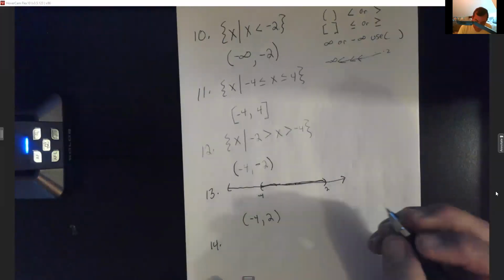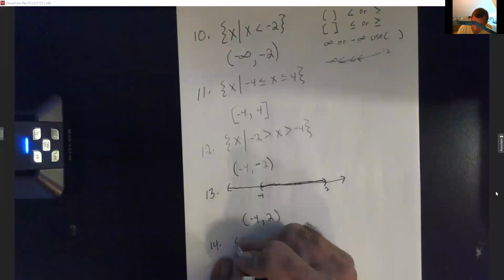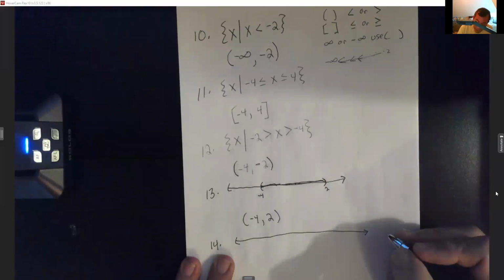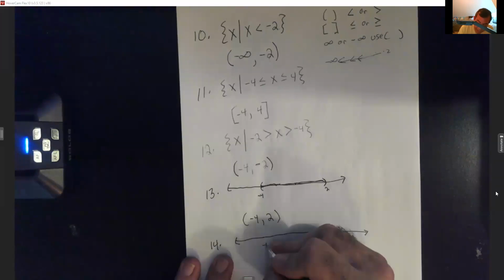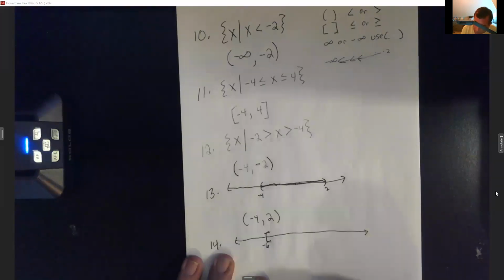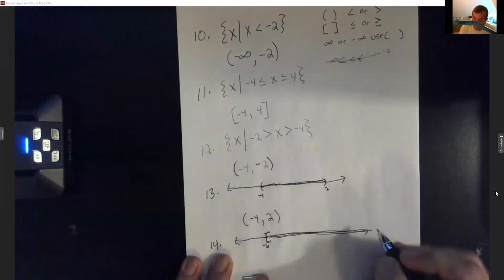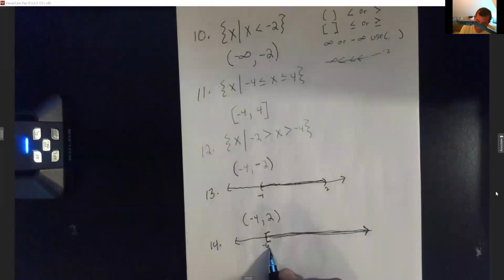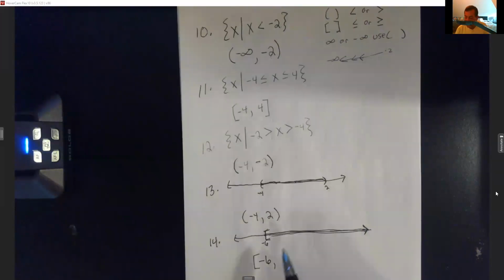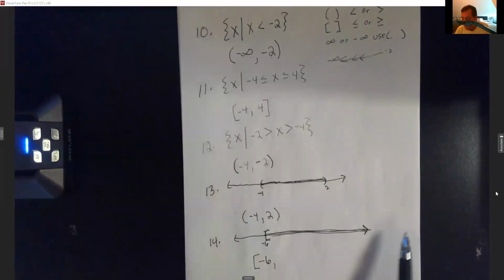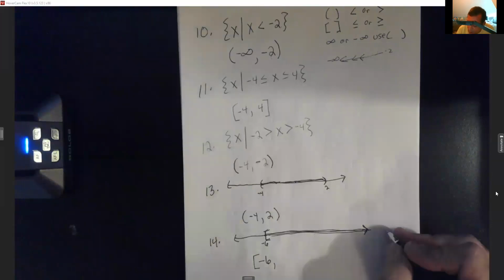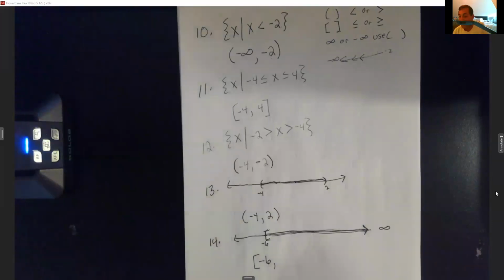All right, 14, they're giving me another line. So let's see. Over here at -6, I got a bracket. And y'all, this one just keeps going off to the right. So watch this. Since I got a bracket at my -6, and -6 is the smallest number, I'm going to put it in a bracket. Now, look at this. This thing keeps going to the right, and it does not stop. So since it's shaded to the right, this thing is off and trying to get to infinity.